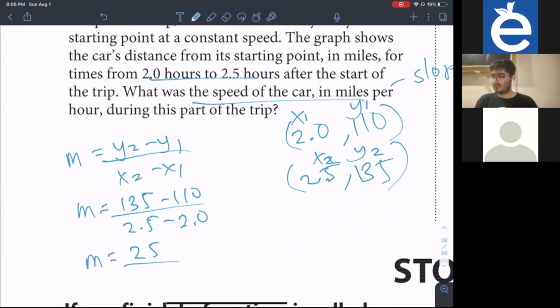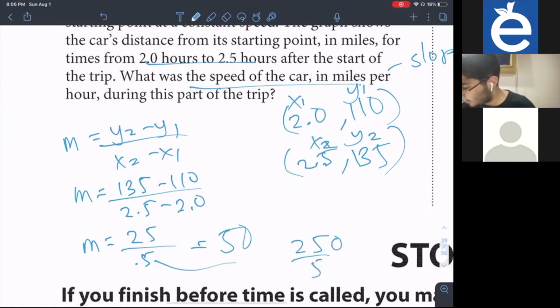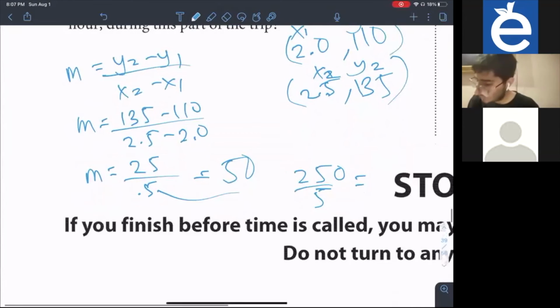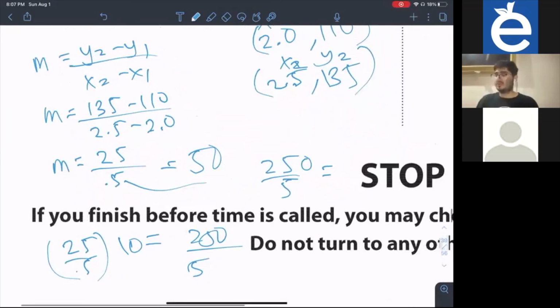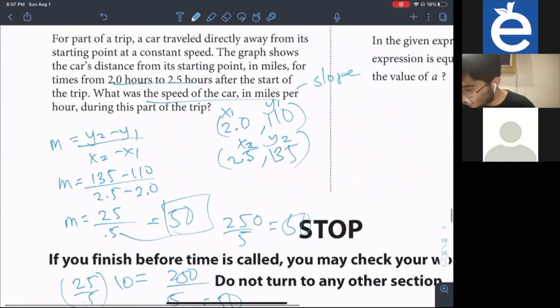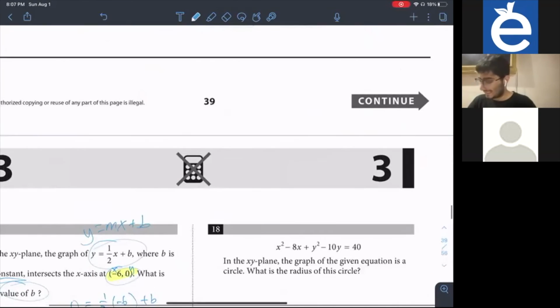2.5 minus 2 is basically 0.5. So if you do 25 divided by 0.5, you get 50. I just did it in my head, because if you multiply everything by 10, say it's 25 over 0.5, you get 250 over 5, which is easier to do in your head, and that's 50, which is how I got 50 right here. So the speed of the car in miles per hour during this part of the trip was 50 miles per hour. That's question 17.